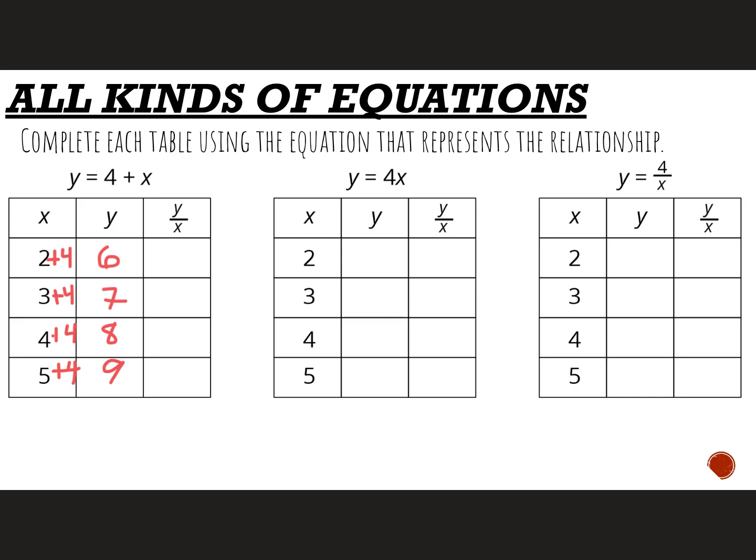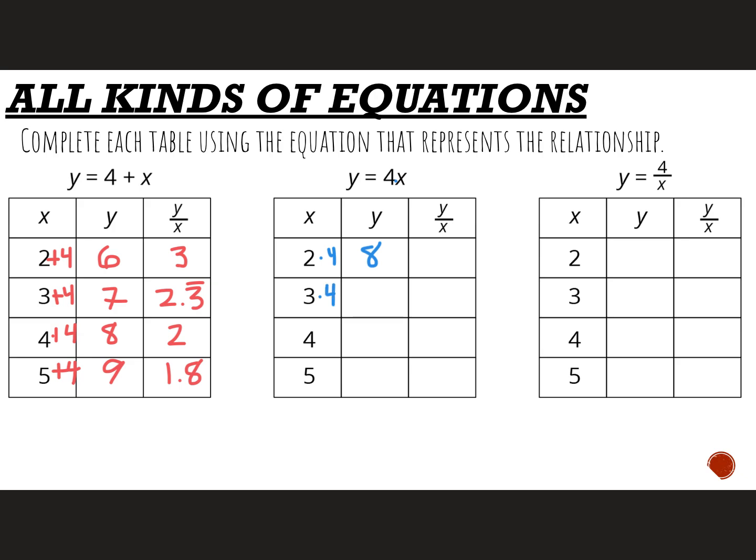Okay, then we want to find the y divided by x. And y divided by x, 6 divided by 2 is 3. 7 divided by 3 is 2.3 repeating. And 8 divided by 4 is 2. 9 divided by 5 is 1.8. So these are not the same. And the next one, we are taking 4 times x. So 2 times 4 is 8.